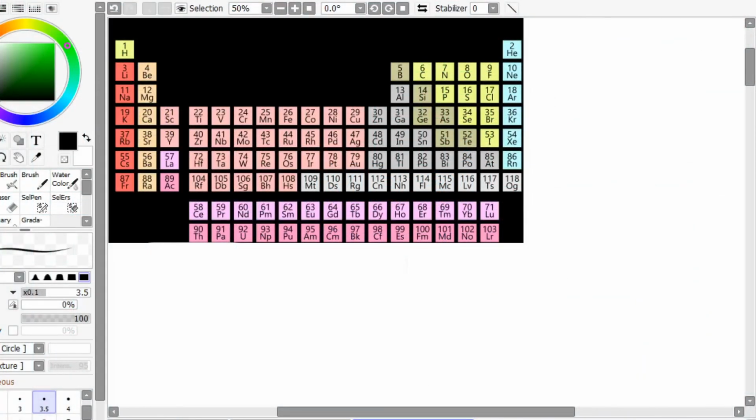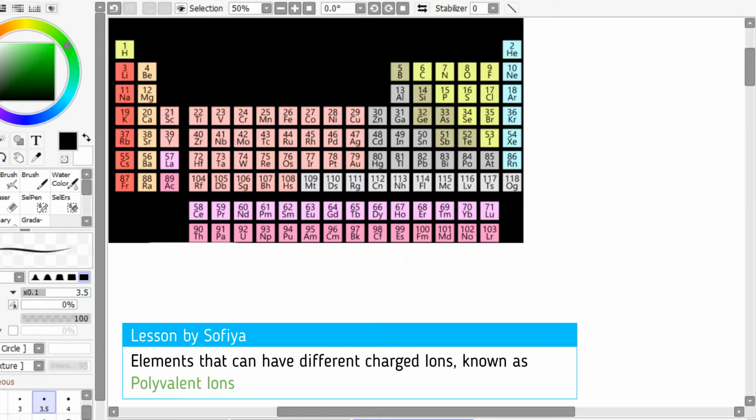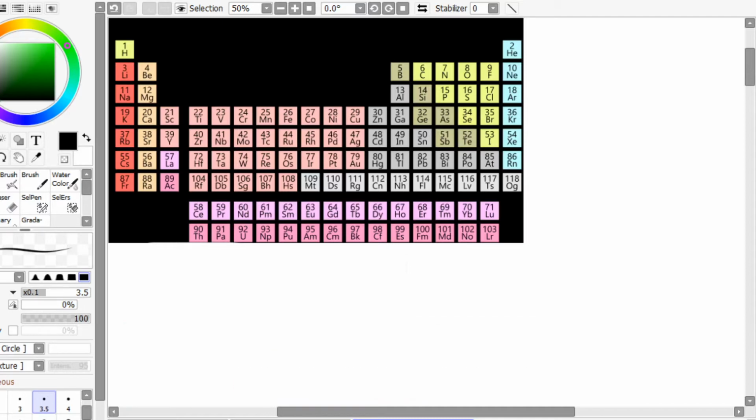Hey there. So this is going to be a little side note about elements that can have different charge ions. These are known as polyvalent ions. And so how do we make an ionic compound when we're not really sure which version of that ion the element is going to turn into?